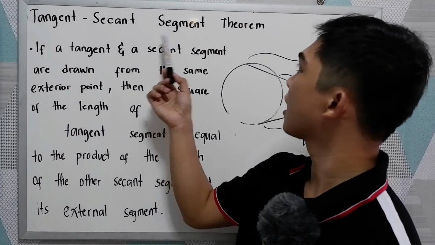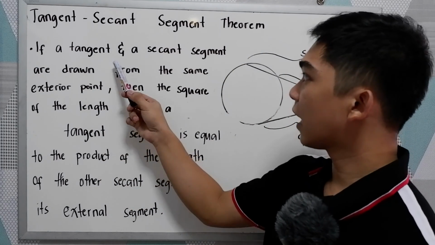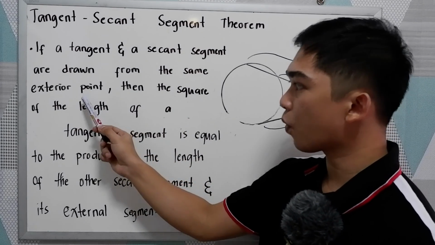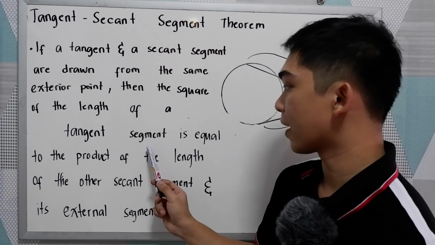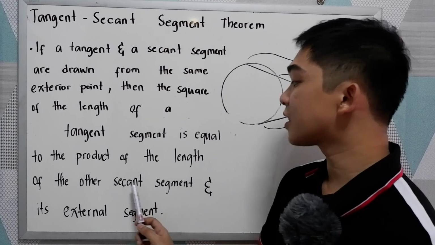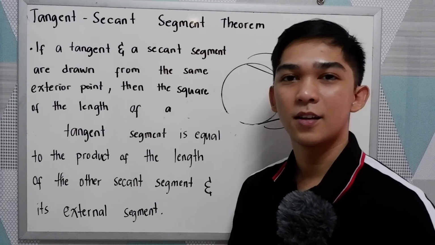Tangent-secant segment theorem. If a tangent and a secant segment are drawn from the same exterior point, then the square of the length of a tangent segment is equal to the product of the length of the other secant segment and its external segment.